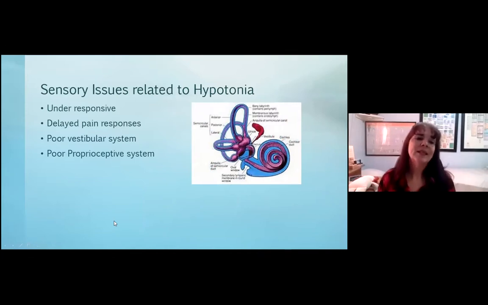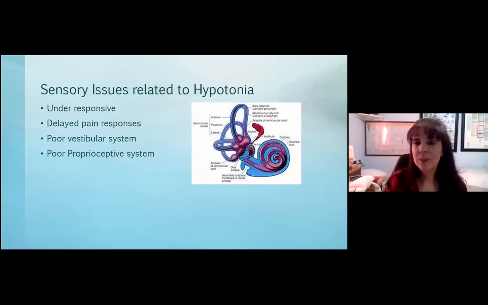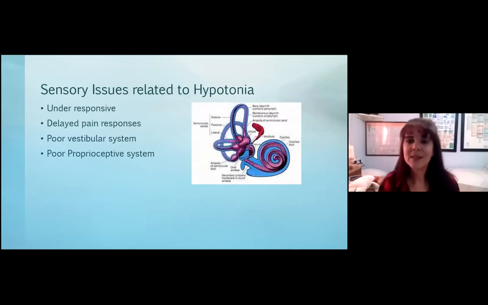So let's talk about some sensory issues related to hypotonia. We already talked about the fact that our kids can be a little bit under responsive, right? So they can have delayed pain responses. You may notice this when they go to get their inoculations at the doctor, they get the shot and have the Band-Aid on before they cry. So they often have a high pain tolerance. These kids will fall a lot, and so they get a lot of Band-Aids and boo-boos because they're just not real coordinated.